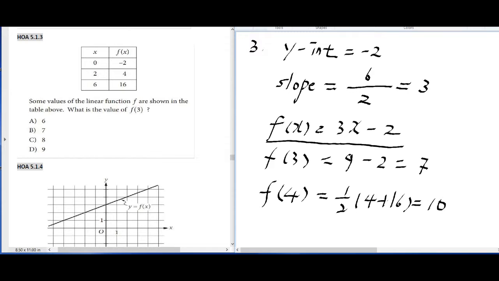Most of us use an equation of the line, like a linear function. But you can use table information too. In this case, they could also ask for f of 1. 1 is between 0 and 2, exactly the middle, so its function value is also the middle of -2 and 4, which is 1, half of the sum of -2 and 4.